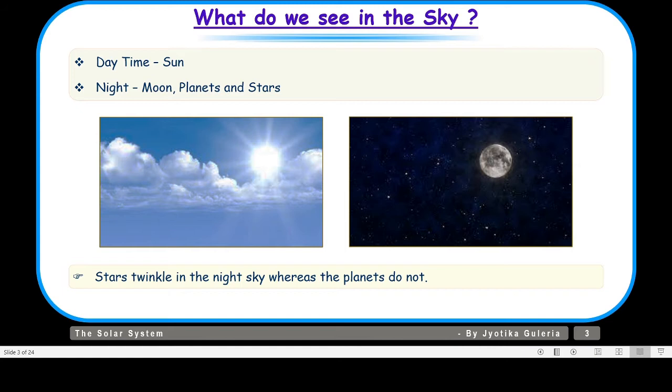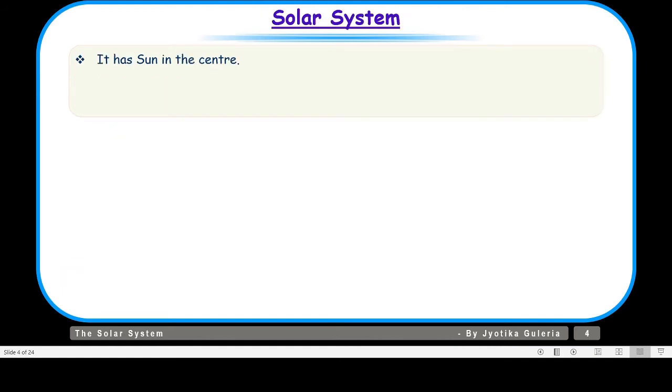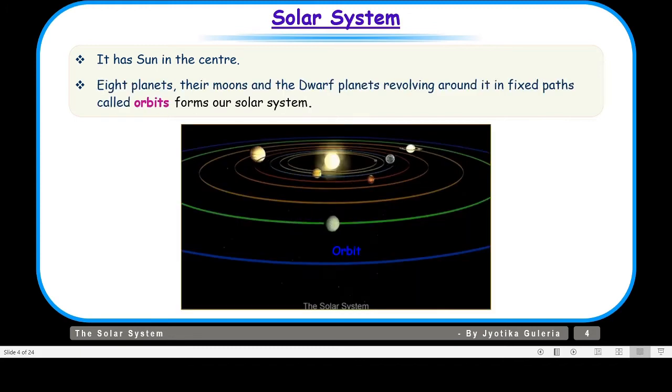Now let us first understand what a solar system is. The solar system has the sun in the center. 8 planets, their moons, and dwarf planets revolving around in fixed paths called orbits form our solar system. So as you can see here, the sun is in the center and the planets revolve around the sun in a fixed path, and these fixed paths are called orbits.